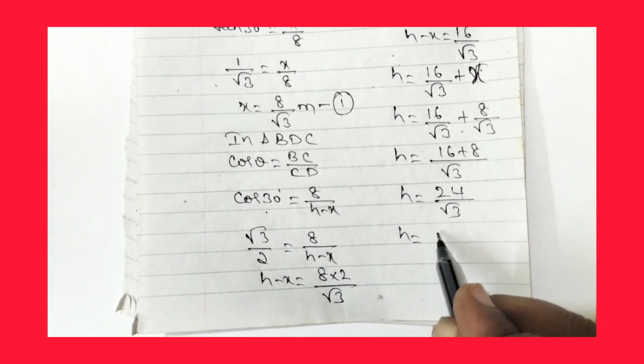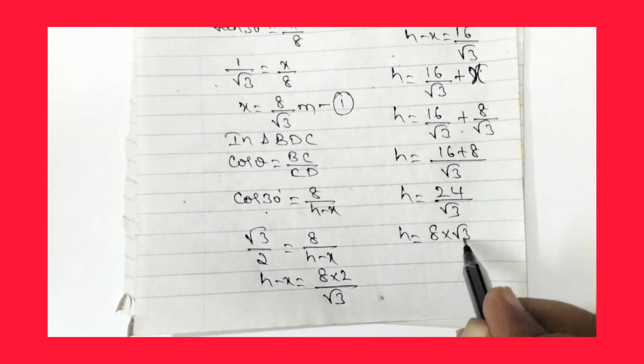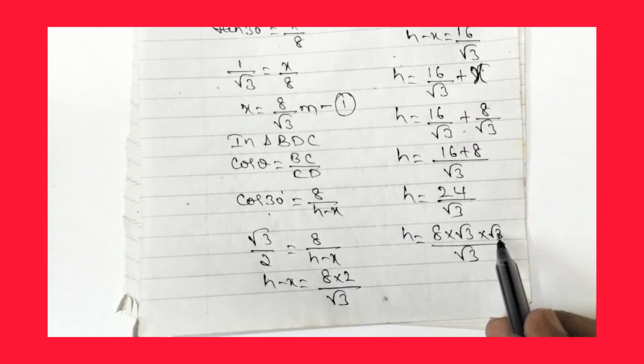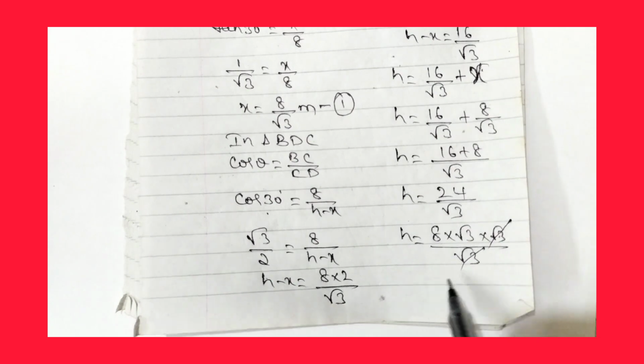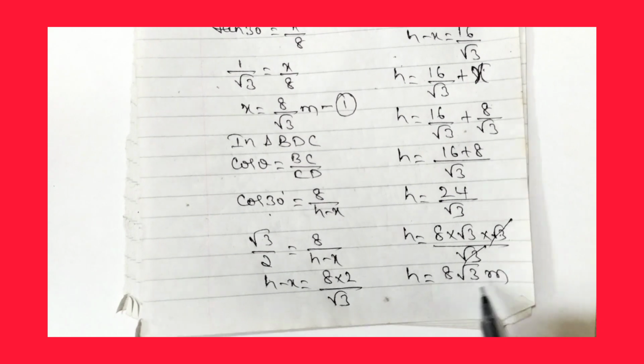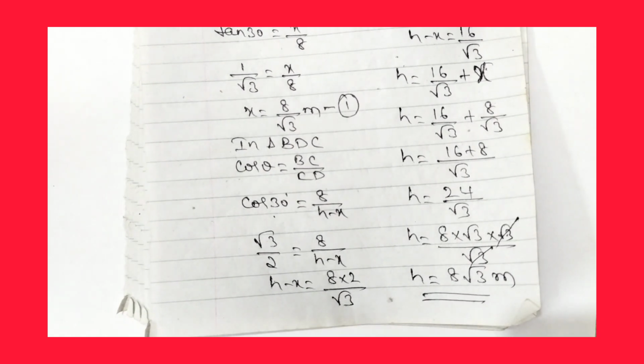So h is equal to 24, which can be written as 8 into root 3 into root 3 divided by root 3, because root 3 into root 3 is 3. 8 3s are 24. Root 3 cancels. Therefore the height of the tree is 8 root 3 meter. So like this we have to find out the height of the tree. The total height of the tree we have taken as h. Therefore h is equal to 8 root 3 meter.